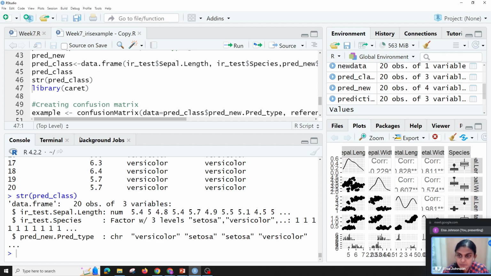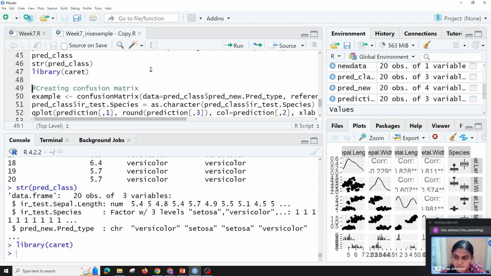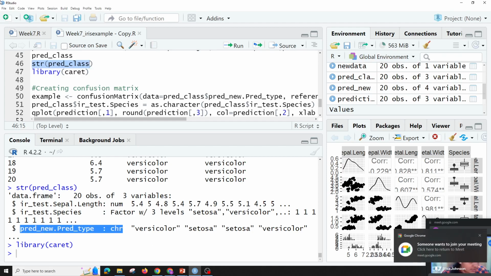Okay, so when you are doing the confusion matrix, one thing you have to make sure is that both the reference values as well as the predicted ones should be factors. Otherwise it can't be compared. So I'll just include this library for the confusion matrix. Now from the str of pred class we found out that the prediction right now is a character.